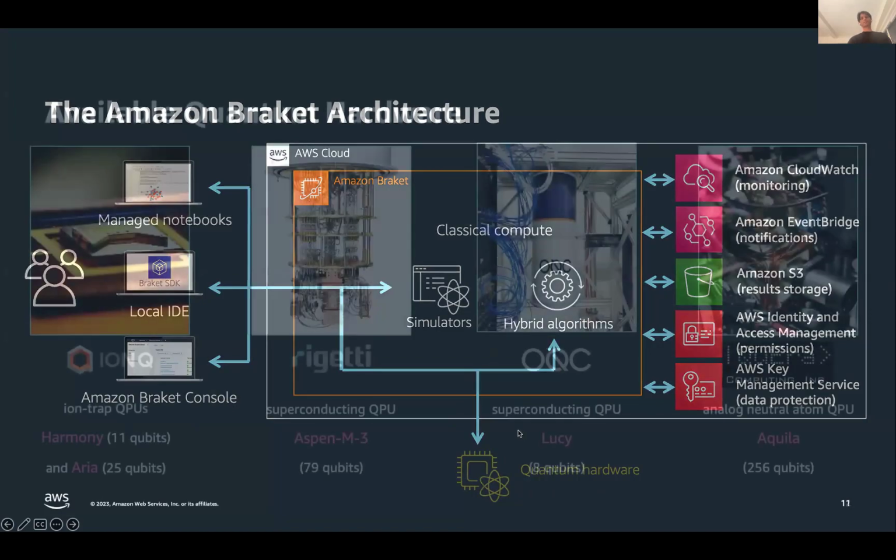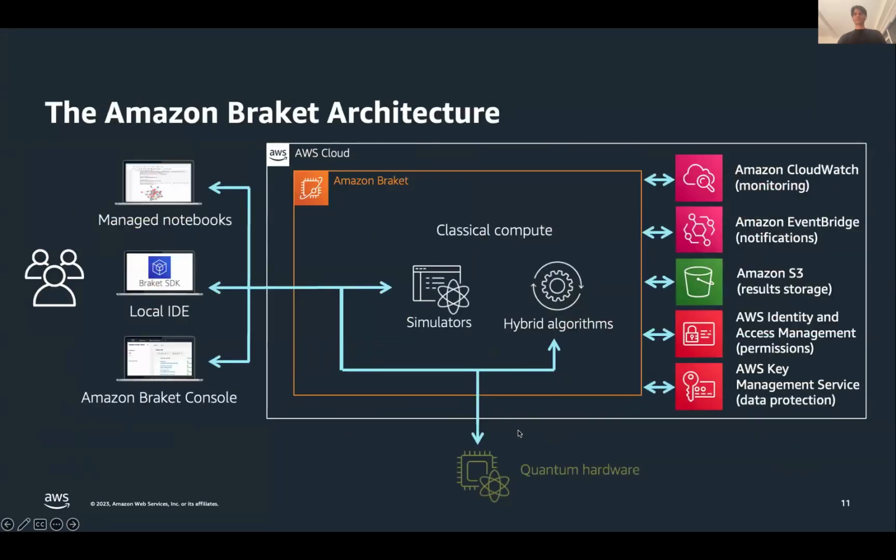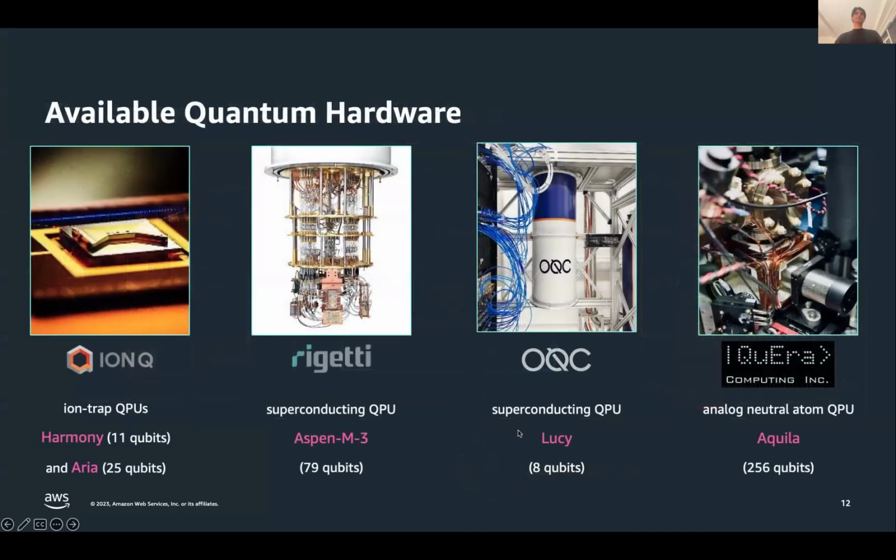Access to quantum hardware is a part of Amazon Braket. Now, for available quantum hardware, we have 4 different modalities at the moment. First is IonQ, an ion trap QPU. There is Harmony, which is 11 qubit, and Aria, which is 25 qubit. Then there is Rigetti's Aspen, which is currently down at the moment; it's a 79 qubit superconducting QPU. Then you have Oxford Quantum Circuits, an 8 qubit superconducting QPU. And at the end, we have an analog Hamiltonian simulation device from QuEra, which is a 256 qubit device.